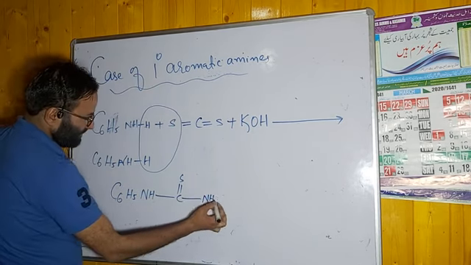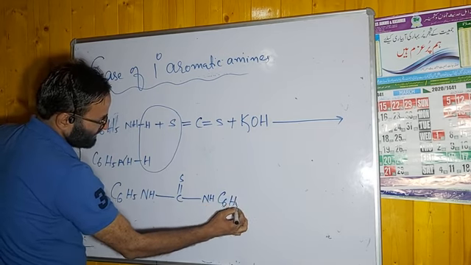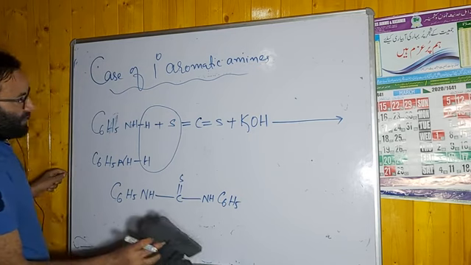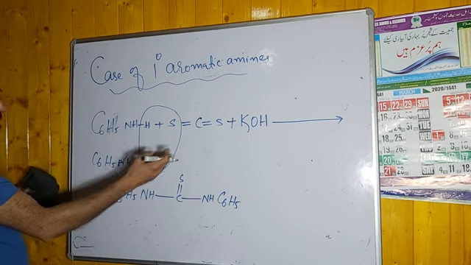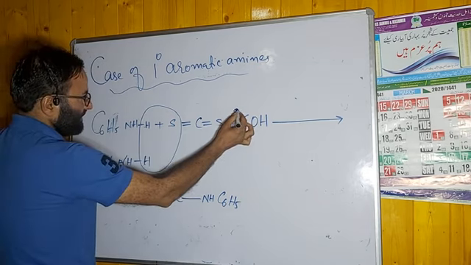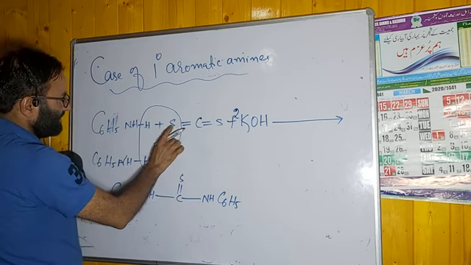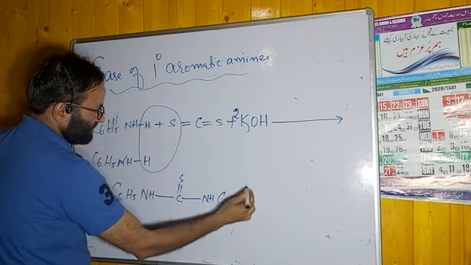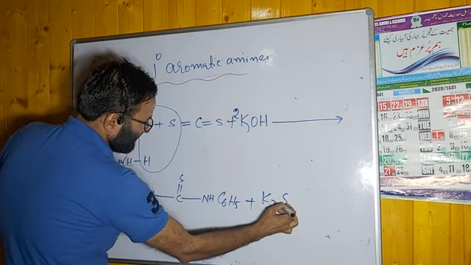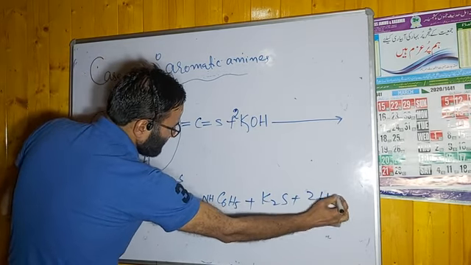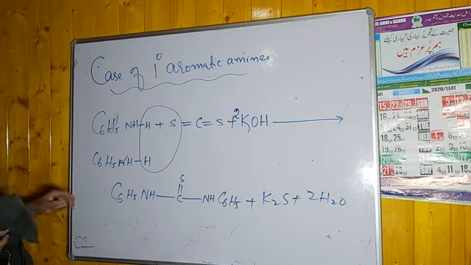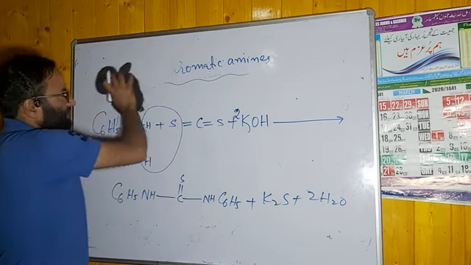You will have C6H5. Plus you will have potassium sulfide. The sulfur will come out as potassium sulfide. Two hydrogens will combine to give potassium sulfide plus two water molecules. Don't bother about this. You have to concentrate upon this. We will see the name of this compound.